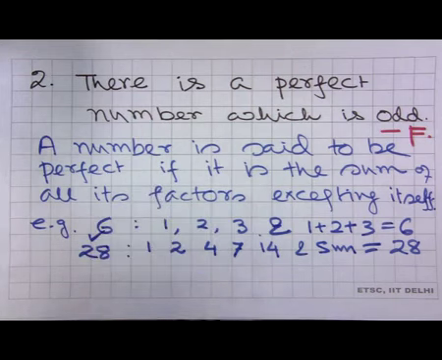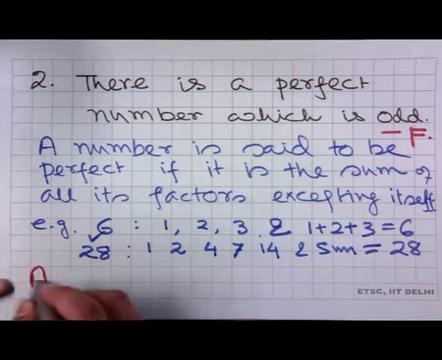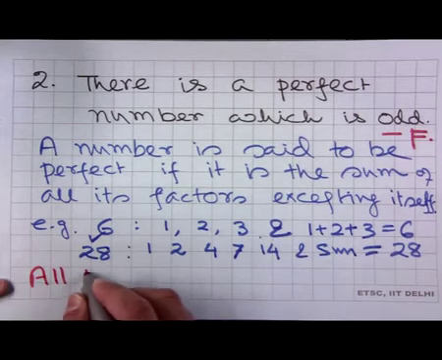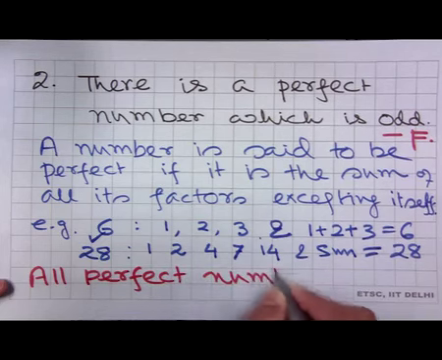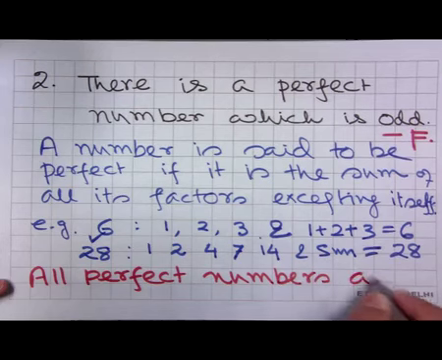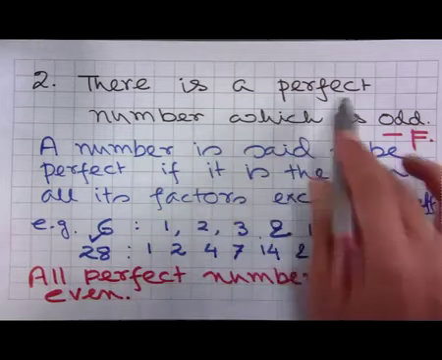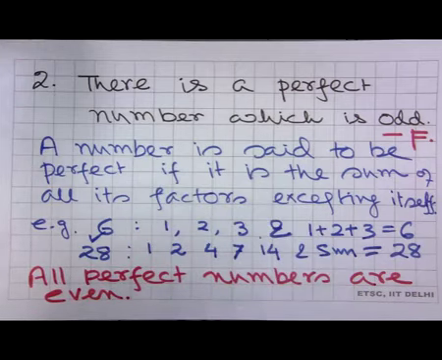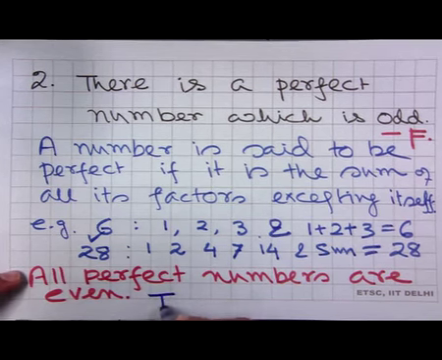Therefore, what is going to be its negation? Its negation is going to be all perfect numbers are even, because the original is there is a perfect number which is odd; its negation, there is no perfect number which is odd, that means all perfect numbers are even. So, the original is false, therefore, the negation of it is going to be true.